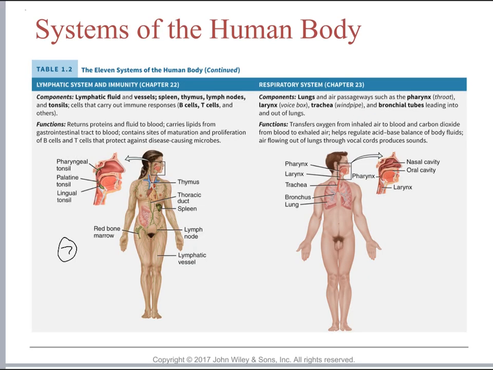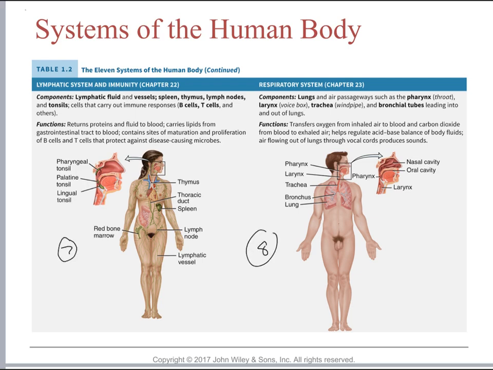Our seventh system is the lymphatic system. Think of this like the sewer system of our body. Its job is to remove waste, remediate waste, and clean our system. It's going to return proteins and fluids to the blood. It's going to help carry lipids from the gastrointestinal tract to the blood. It's going to contain sites of maturation and proliferation of B cells and T cells. These are lymphatic cells for immunity.